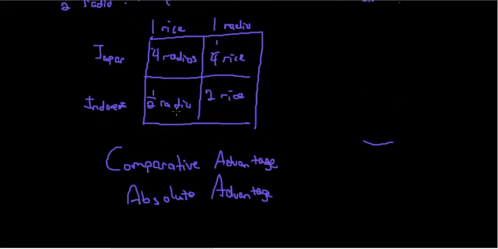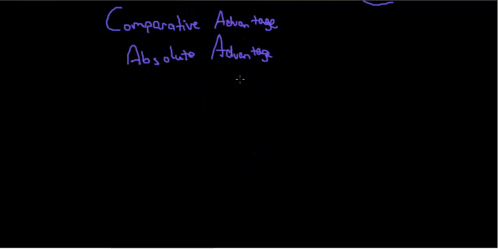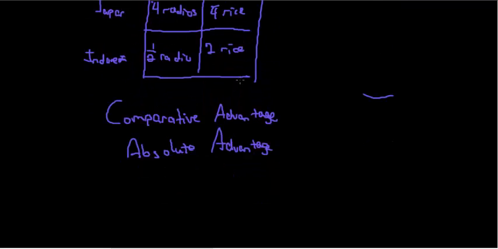So because Indonesia has the comparative advantage in producing rice, we can assume that in this international trade that takes place between these two countries, Indonesia would want to produce rice because it's giving up less, and Japan would want to produce radios for this trade because it's giving up less. So let's look at the terms of this trade.